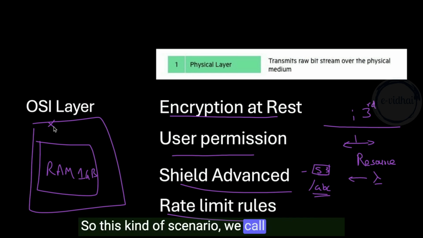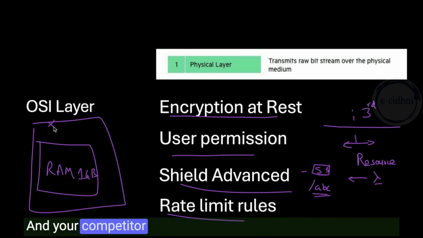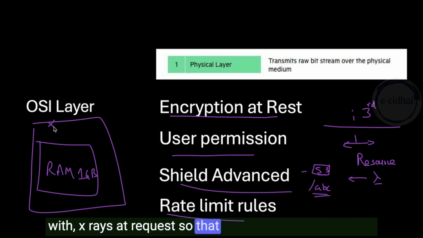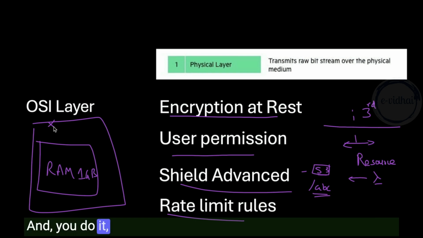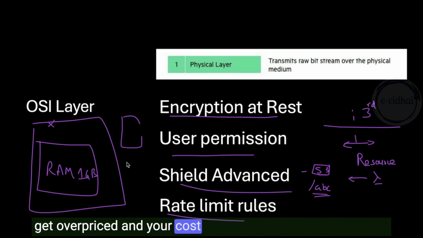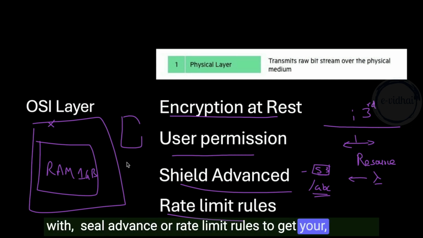This kind of scenario we call DDoS, where your system can handle only X load and your competitor or attacker tries to bombard your system with XYZ requests so that you can't handle them anymore. Or it can be the other way around: you set up an auto scaling group to scale up, you scale to infinity, you get overpriced, and the cost of your RAM increases. To avoid those kinds of attacks, you would generally go with Shield Advanced or rate limit rules to protect your system.